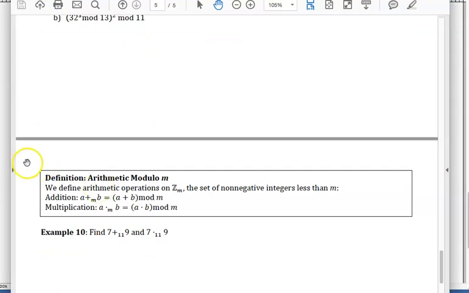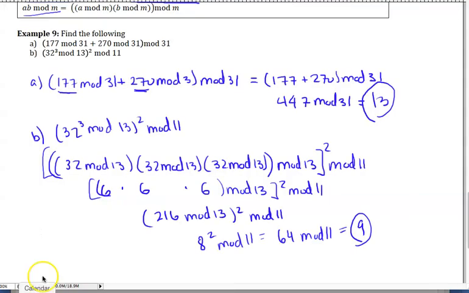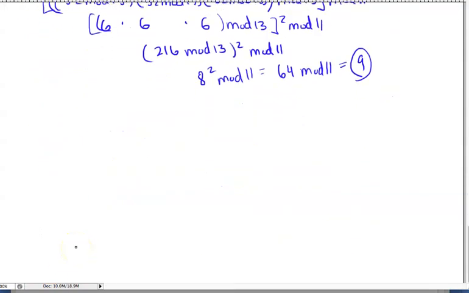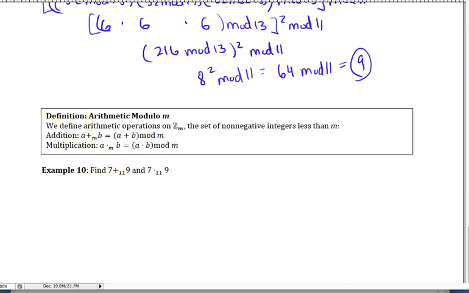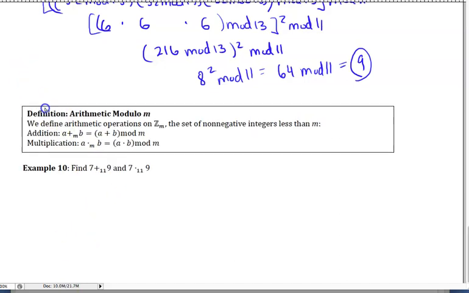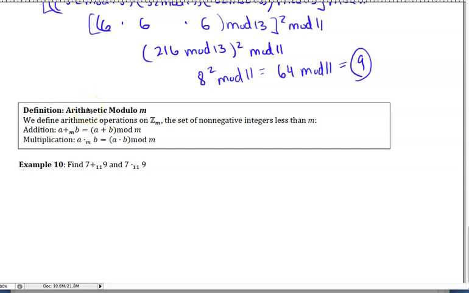More modular arithmetic. Let's grab one last example here. Okay, so we have modular arithmetic operations. We have plus with the m at the bottom and times with the m at the bottom. This is addition and multiplication in modulo.